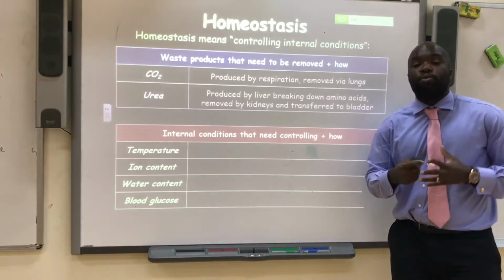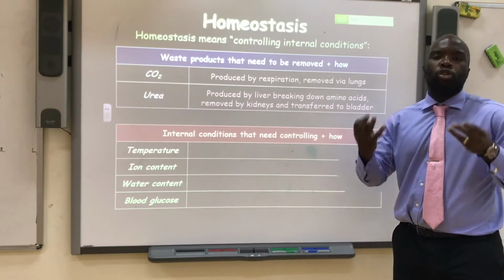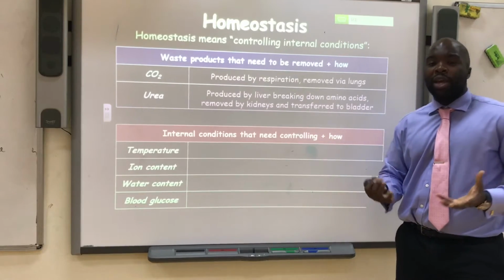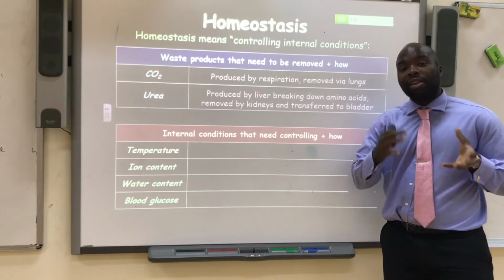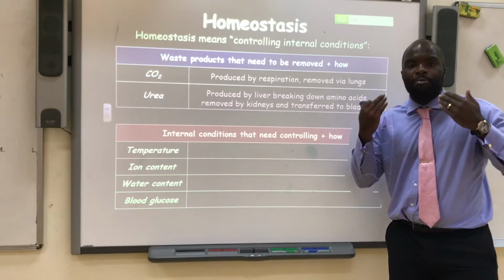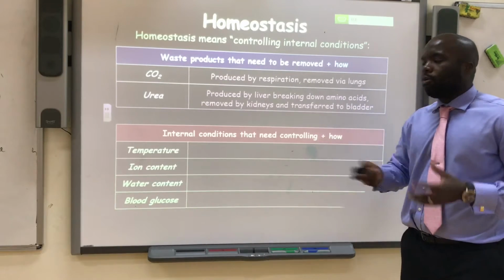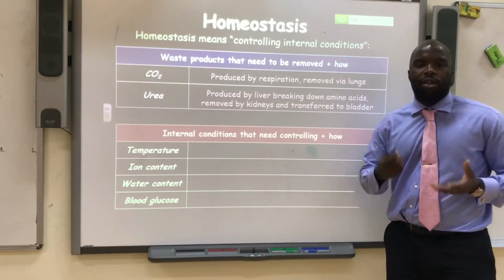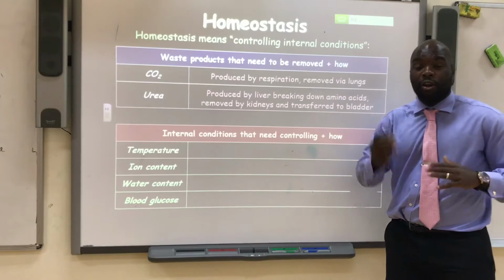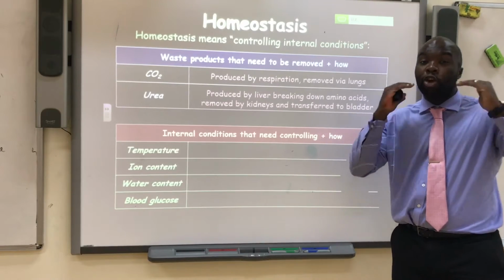Now, urea is produced by the liver, and it's produced when amino acids are broken down. This urea needs to be passed to the kidneys, and the kidneys are going to make sure that the urea exits the body in the form of urine, with excess water and ions as well, depending on how much the body needs. Don't forget, we need to keep that water and ion content constant.